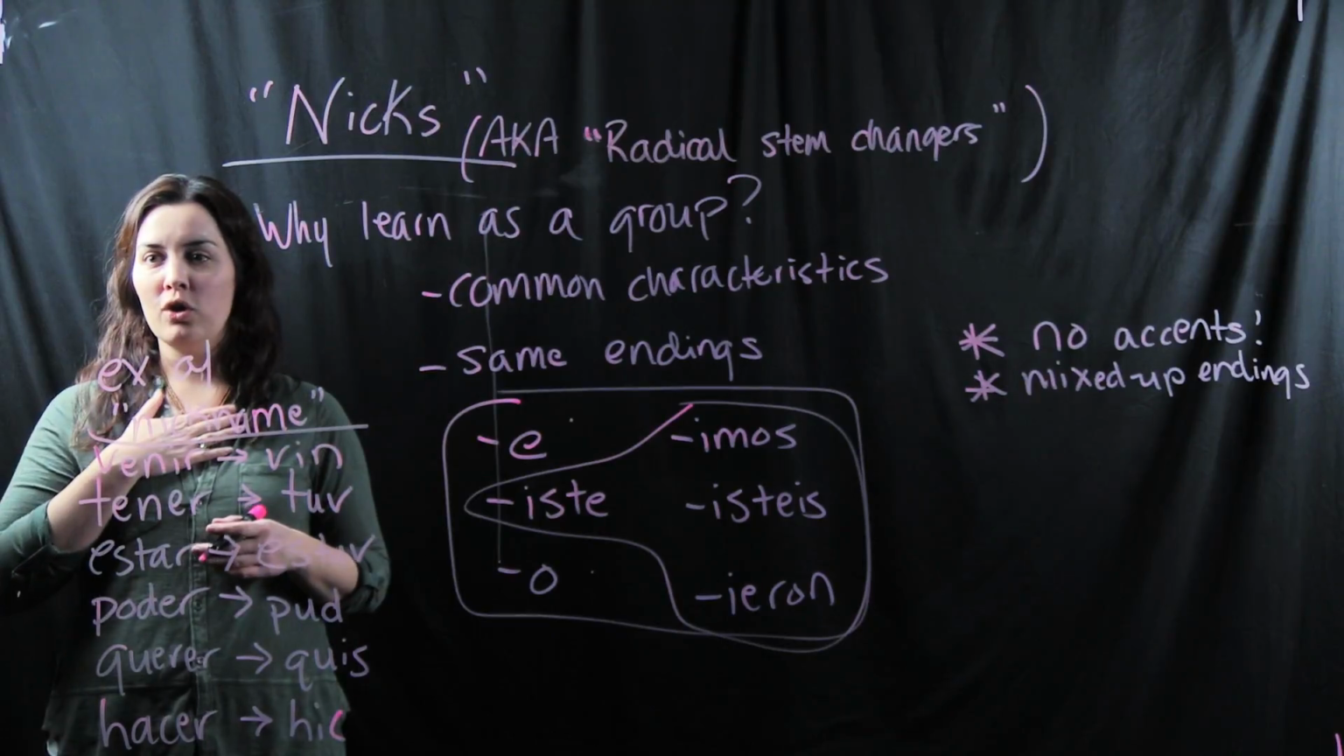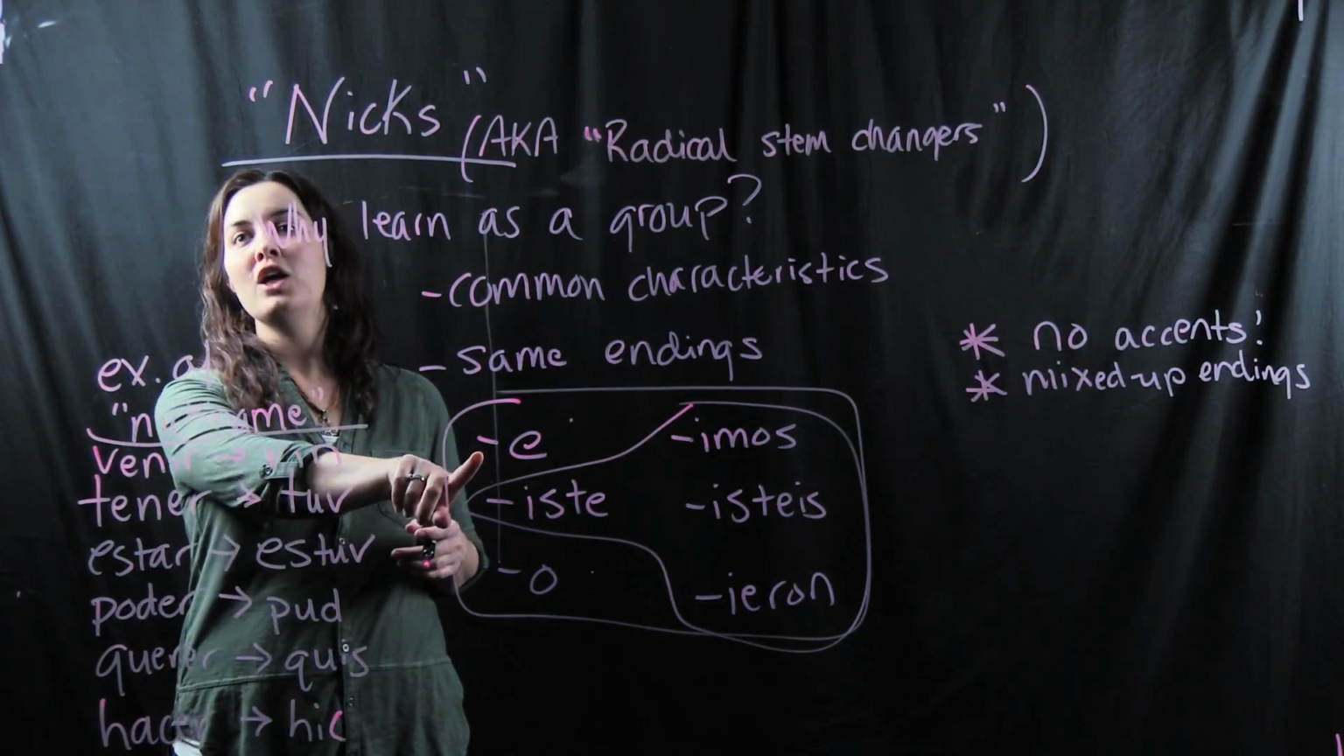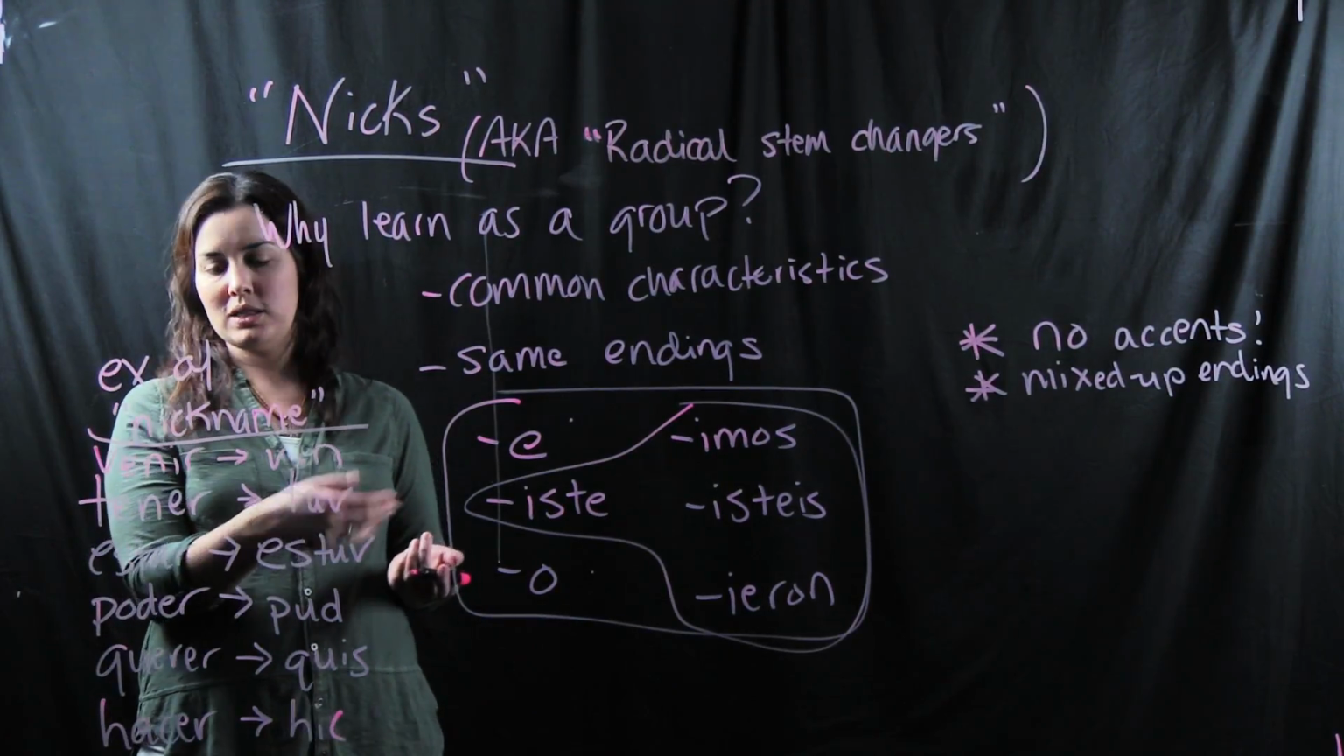So if I say yo, estar, form yo, I take estar, which becomes estuv, and I tack on e. And so yo estuve, okay? Querer, maybe he wanted.